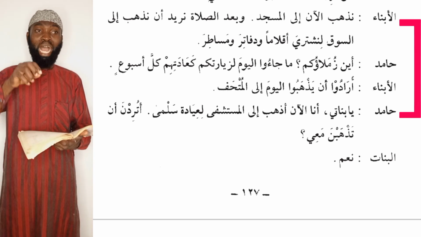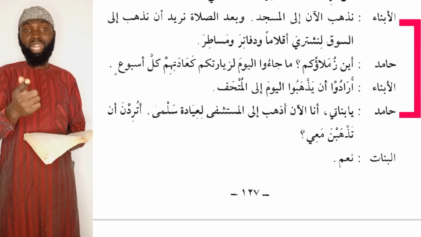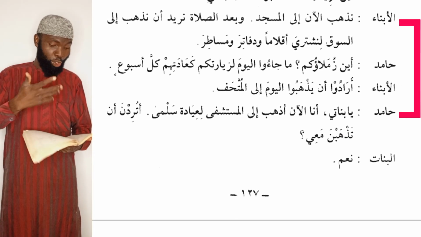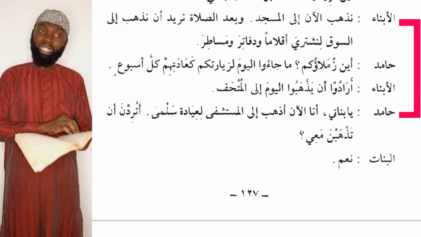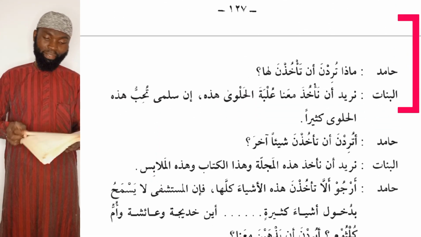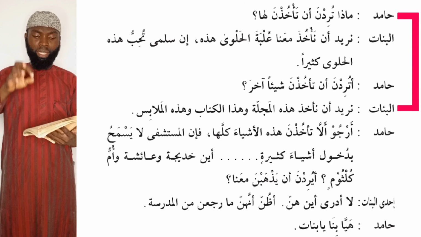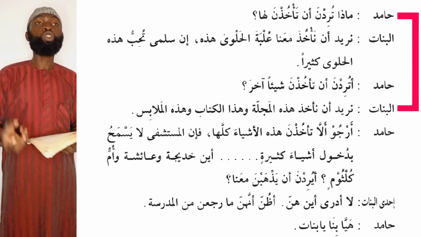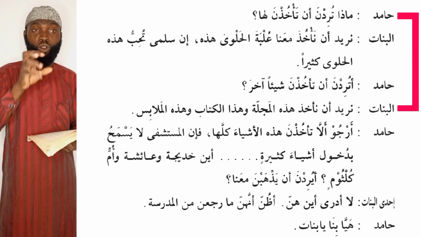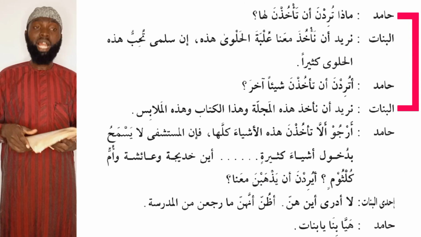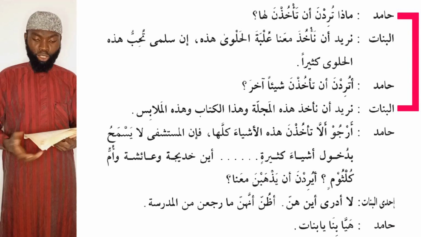أتريدنا أن تذهبنا. You can see the word an is coming before تذهبنا, but there is no change because we mentioned earlier that تذهبنا will not change. Do you want to go معي, with me? And the children said, Naam, yes, we want, Daddy. He said, ماذا تريدنا أن تأخذنا لها? What do you want to take to her? نريد أن نأخذ معنا علبة الحلوى هذه. We want to take this packet of candy to her, because Salma تحب هذه الحلوى كثيرا. She loves this candy so much.